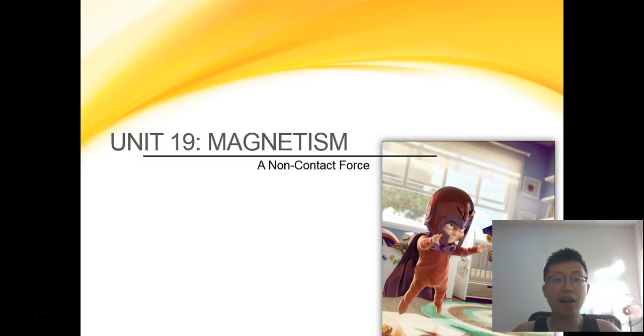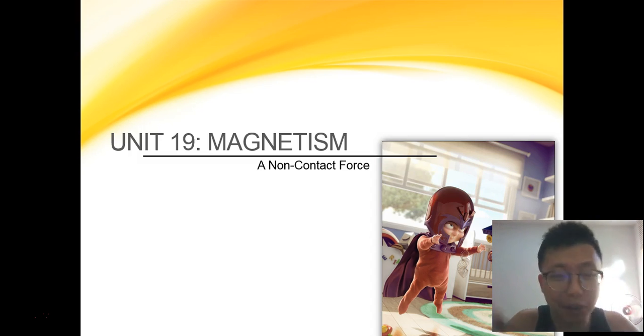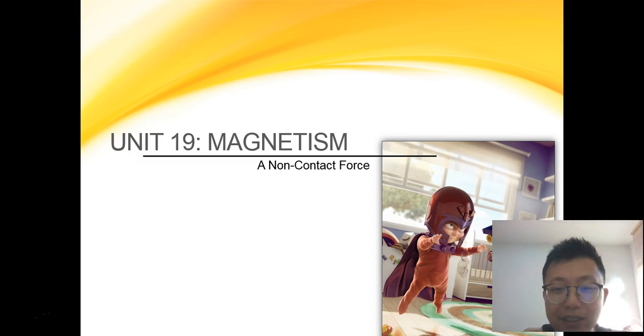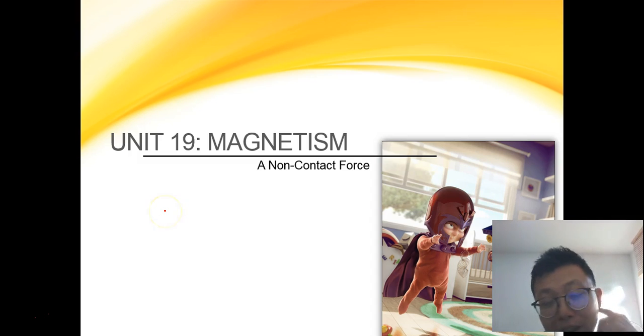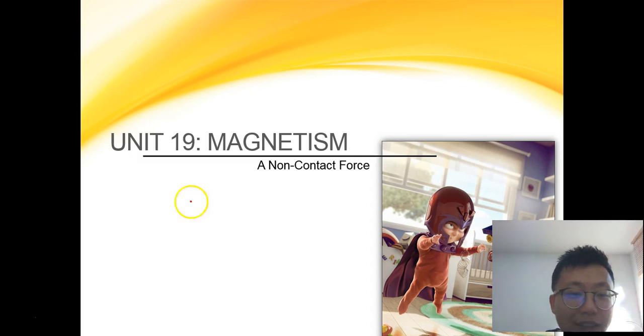So fun fact, do you know how a compass works? Yeah, sorry, I always divert when I'm teaching. So anyway, this is a fun fact. I need you to look at the slide. Basically, a compass is actually a magnet.